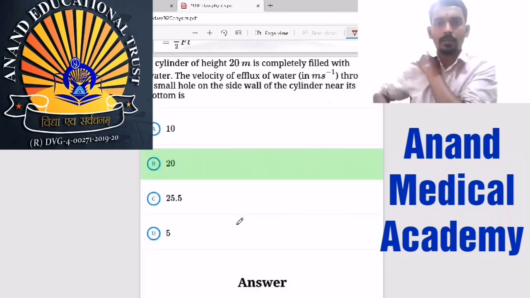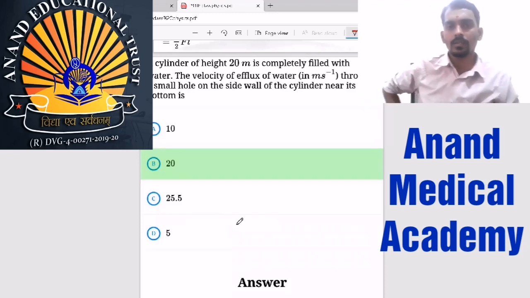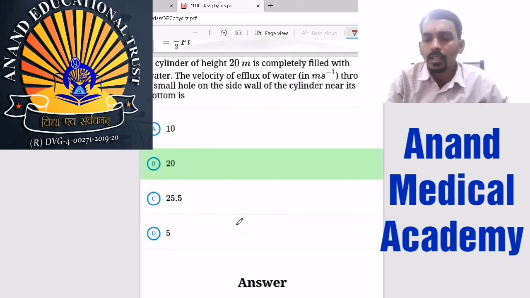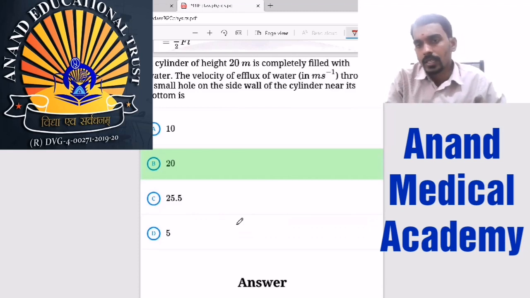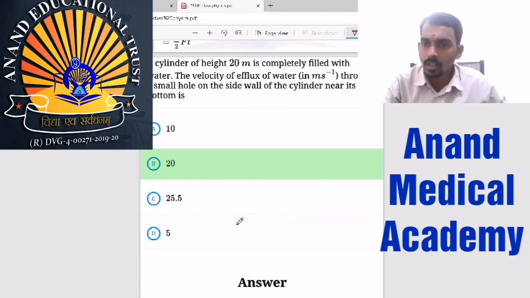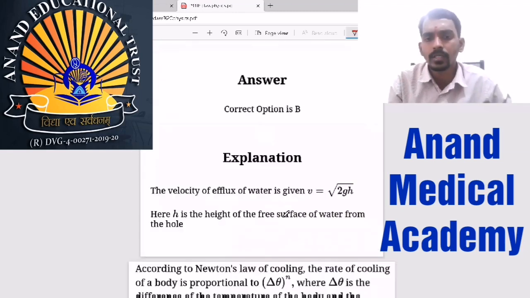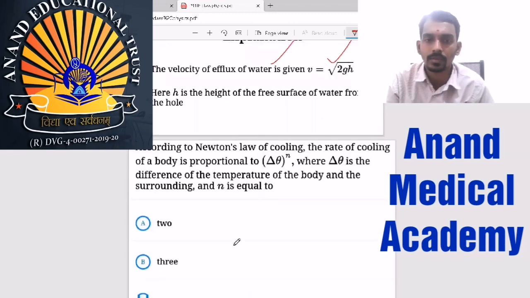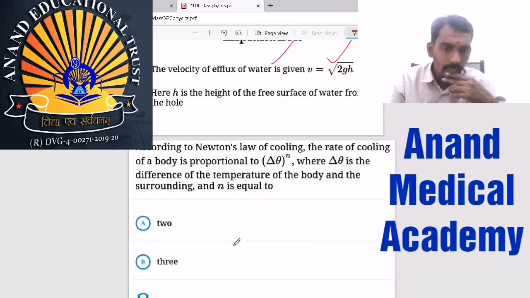Now, a cylinder of height completely filled with water, and the velocity of efflux. It is Torricelli's theorem, one of the important ones in fluids. If the hole is at a depth h from the top surface, the velocity of efflux is root 2gh. So based on that, see here root 2gh. h is the depth of the hole from the water surface.